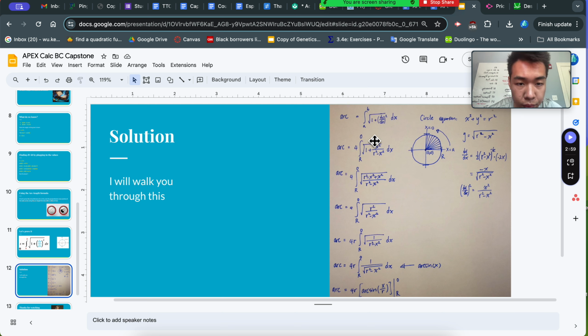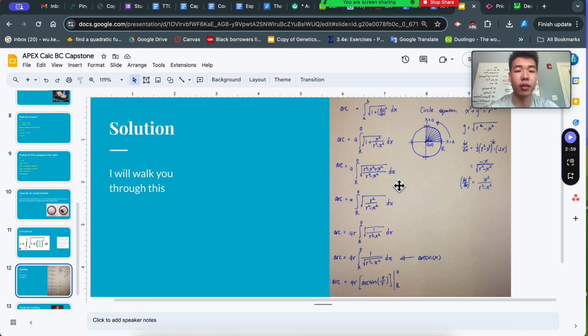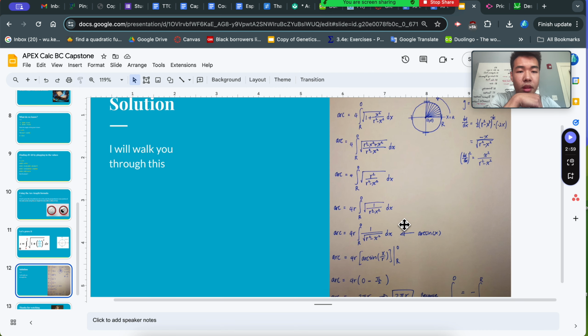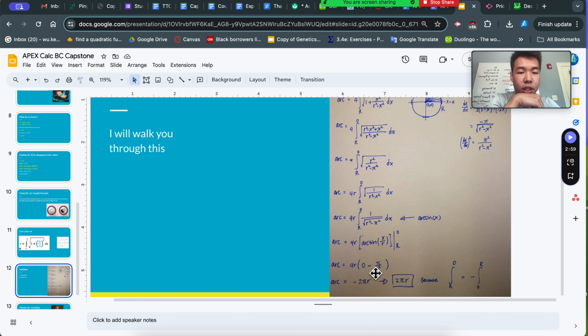Okay, and the rest of this is just algebra. You rewrite the 1 as r squared minus x squared over r squared minus x squared. You cancel out the x squared, and then you factor out the r. You get 1 over the radical of r squared minus x squared, and this is indeed the formula for arc sine. So now we have 4r times arc sine of x over r from 0 to r, right?